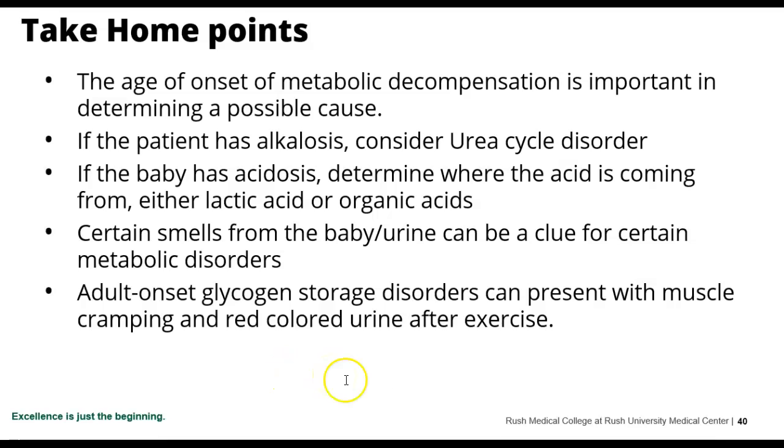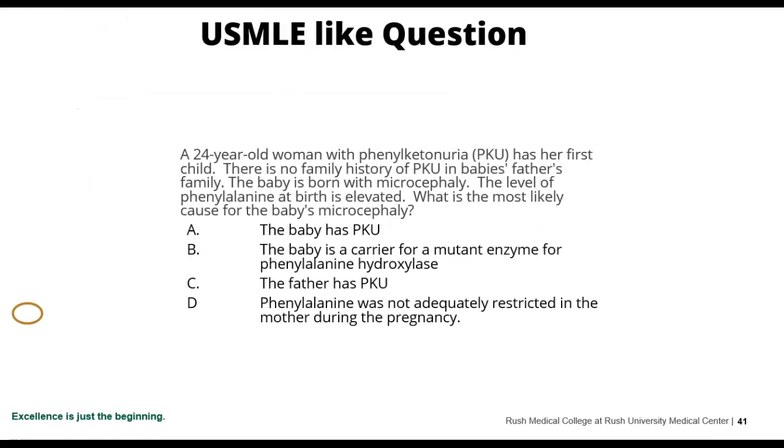So I have a couple of USMLE questions that I took from one of the books, and we're going to go over them. A 24-year-old woman with phenylketonuria has her first child. There's no family history of PKU in the baby's father's family. The baby was born with microcephaly. The level of phenylalanine at birth is elevated. What is the most likely cause of the baby's microcephaly?